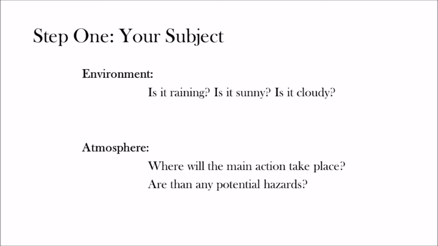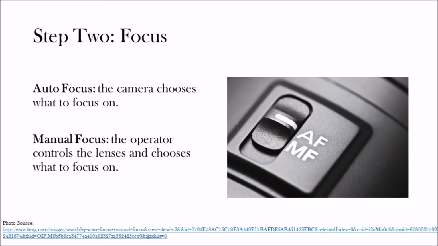Step 2. Set manual or autofocus. These are exactly what they sound like. Would you like to choose what your lens should focus on, or would you like the camera to decide? I recommend autofocus if you're shooting a subject that is constantly moving. If you're shooting something like a garden or a still object, I would recommend manual focus for more artsy shots.